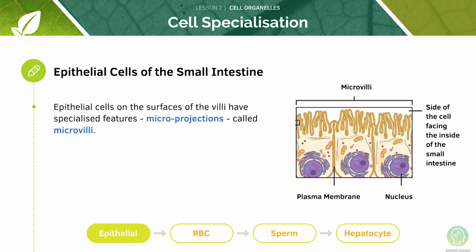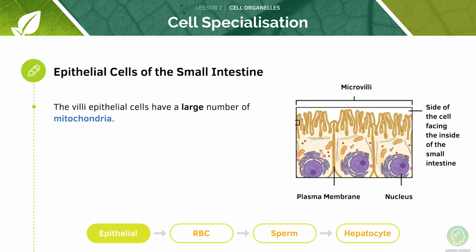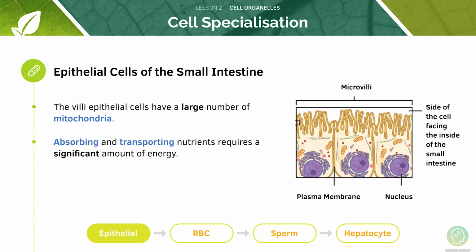There are some microprojections as well, called microvilli. These will increase the surface area further in order to absorb more nutrients from the digested food. The epithelial cells will have a large number of mitochondria. Absorbing and transporting nutrients requires a significant amount of energy.